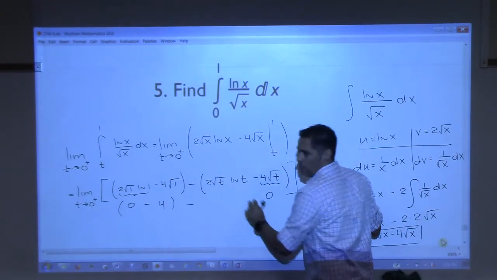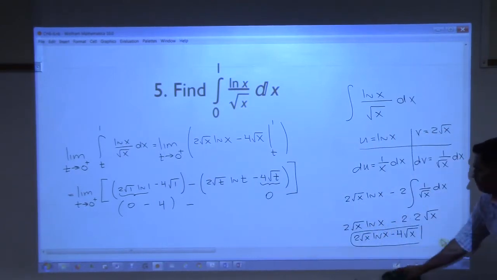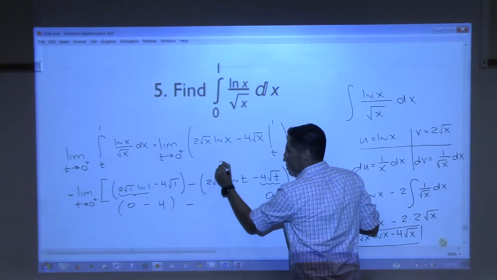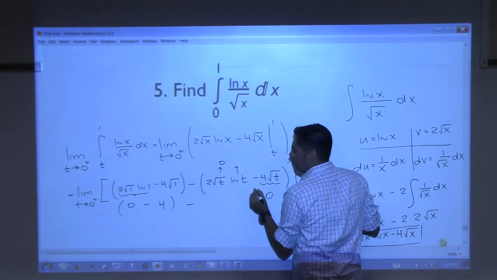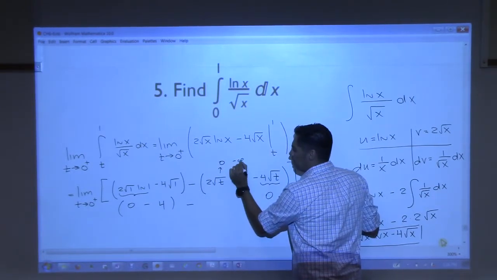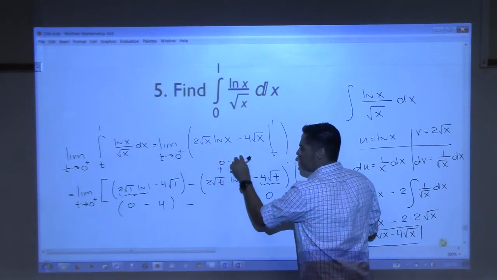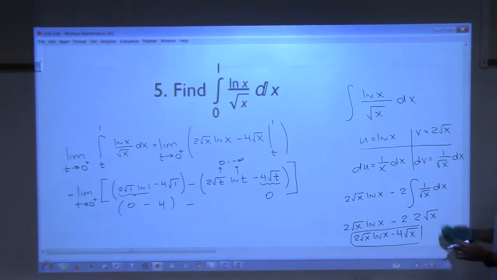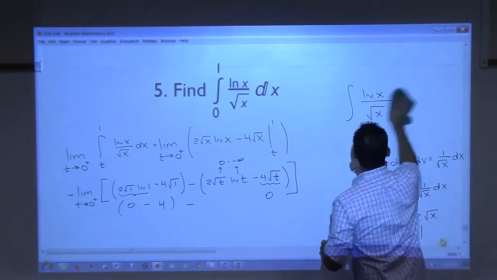This is the one that we have a problem with. And that's because this is going where? To 0. But where is this one going? Negative infinity. And when you have 0 times negative infinity, that's an indeterminate form. So I need to work that out over here.